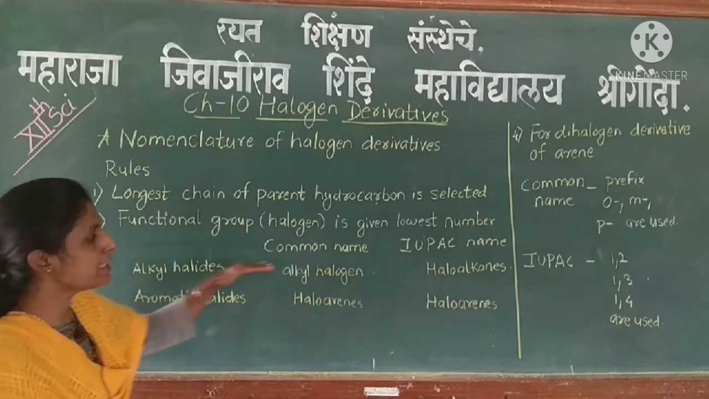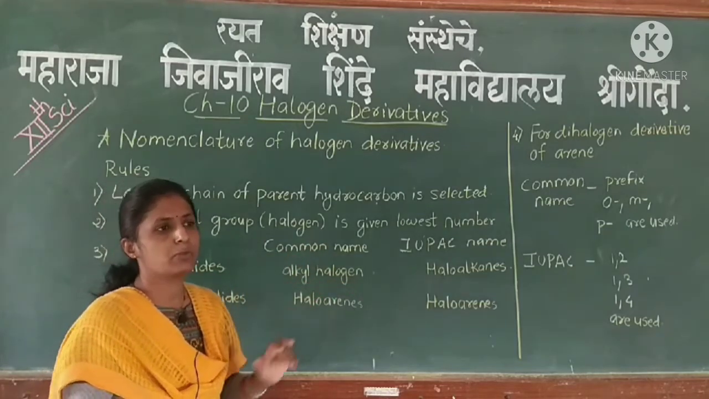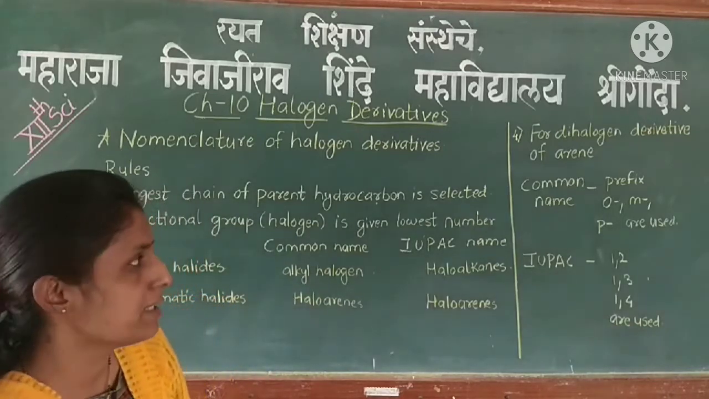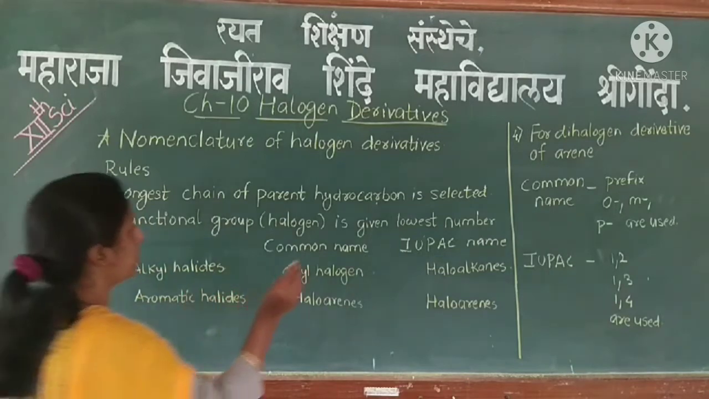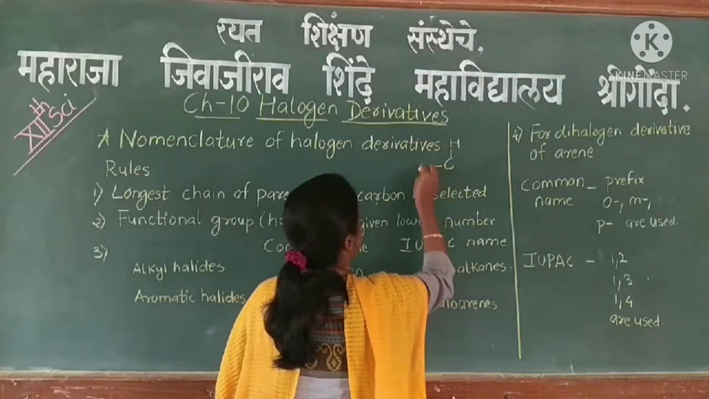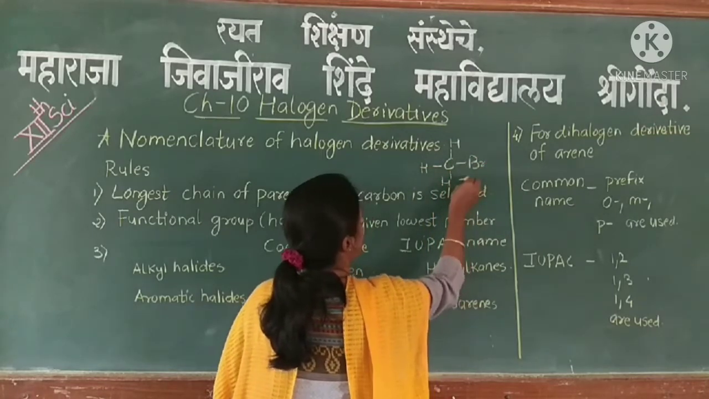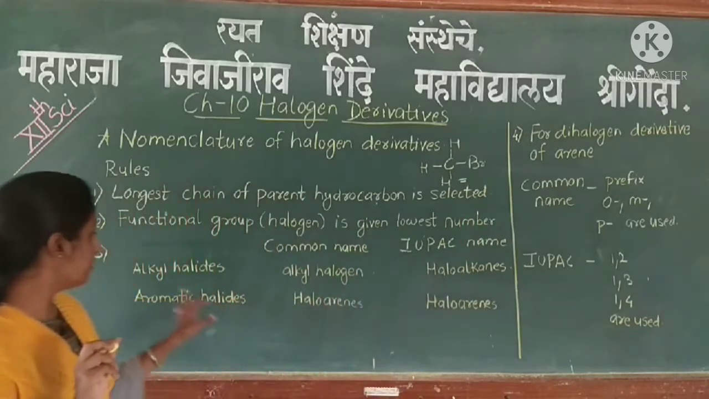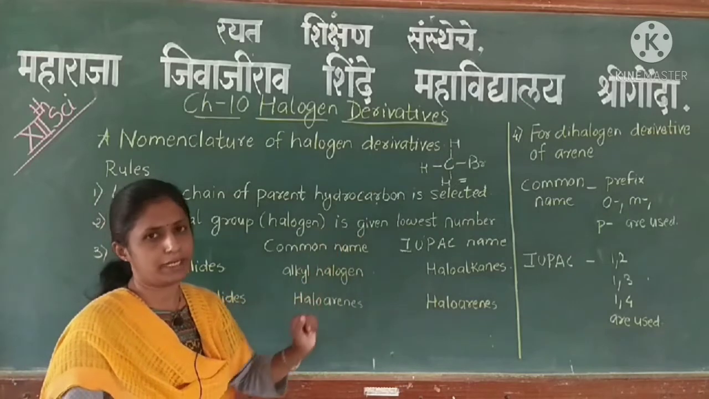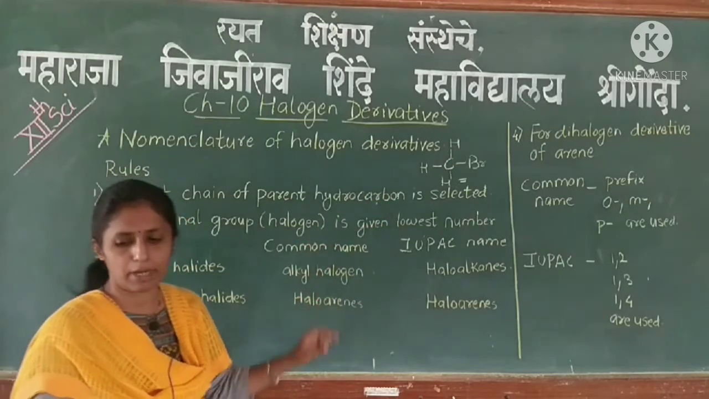Now alkyl halides in the common name system are written as alkyl halogen. Suppose it is methane, in which a hydrogen is replaced by bromine. So how will you name this compound in your common name? Alkyl halogen, that is methyl bromide. It is a derivative of methane, so it will be methyl bromide.